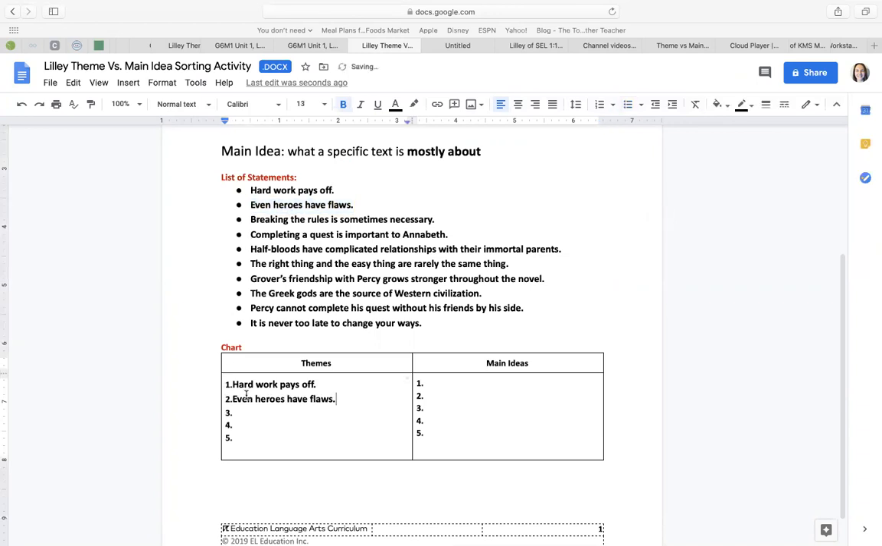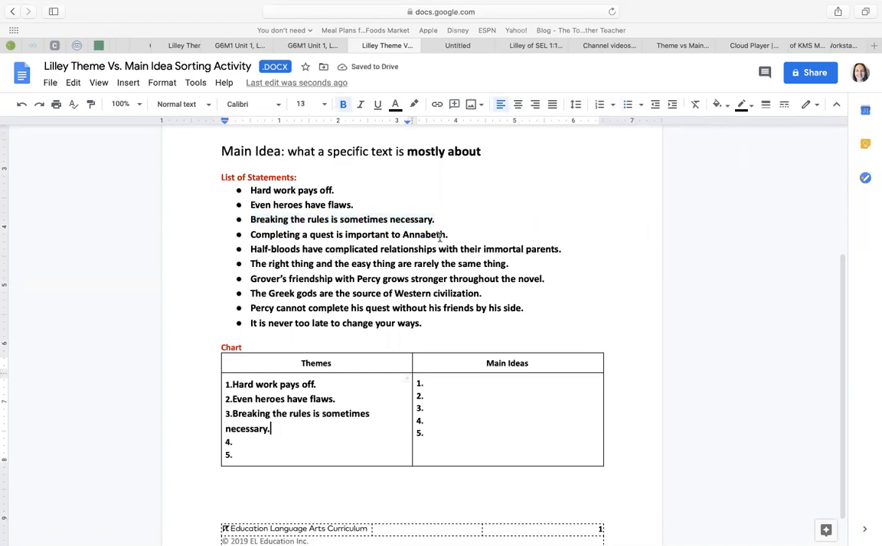This one kind of tripped you guys up because some of you were thinking that we have a hero in The Lightning Thief, which is true, but a lot of different stories have heroes. And then we had "Breaking the rules is sometimes necessary." Again, this one was a theme because it was teaching us a lesson, and it was not just applicable to a specific text. It could be applied to many different texts. So we moved that one down to theme as well.